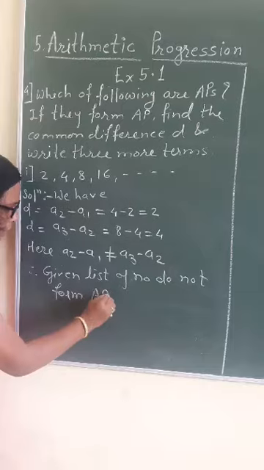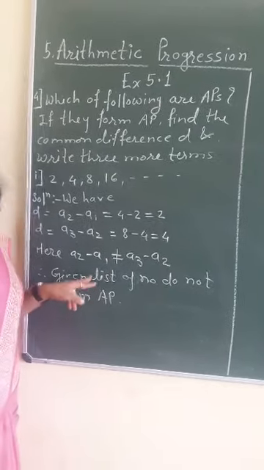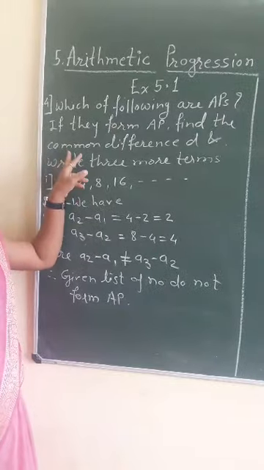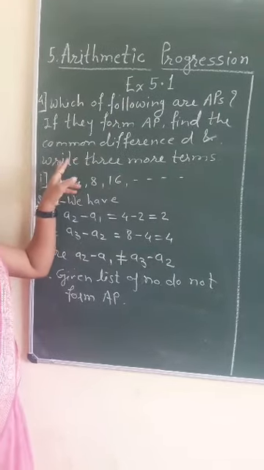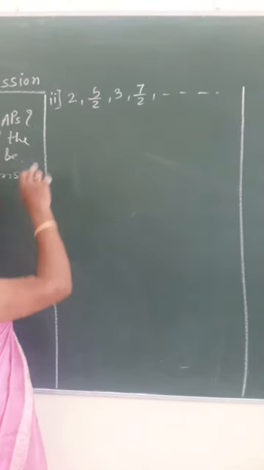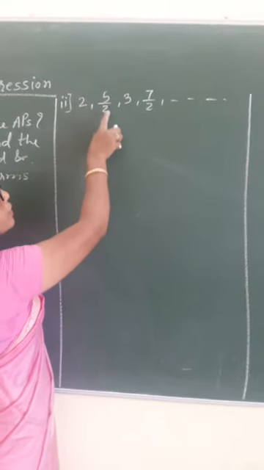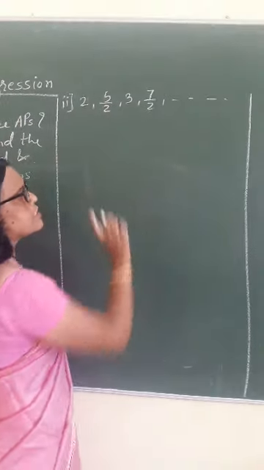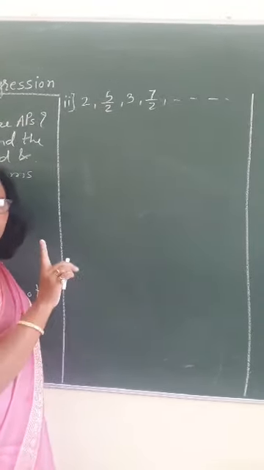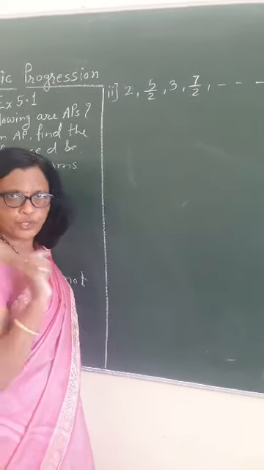They do not form an AP, that's why we can't find the common difference and the three more terms. Second problem, the given sequence is 2, 5 by 2, 3, 7 by 2. We have to check whether this sequence is an AP or not.